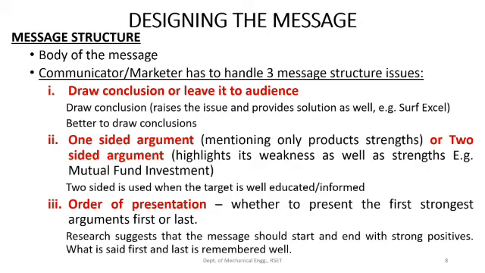So research generally suggests that when you design the message structure, it should start and end with strong positives. And this is because what is said first and last is usually remembered well. So while designing the message structure, the communicator has to handle these three issues. He has to decide whether to draw conclusions or leave it to the audience. He should decide whether to use a one-sided argument or a two-sided argument, and the choice here depends purely upon the nature of the target audience. And finally he has to decide upon the order of presentation, whether to present the strongest arguments first or last.